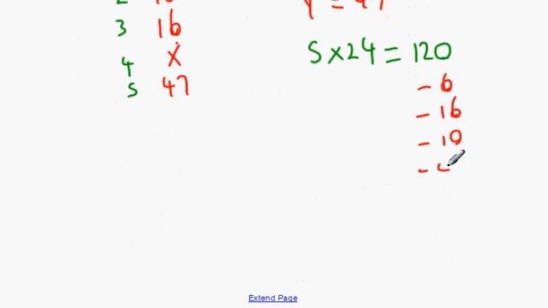What do you get when you take them all away? 41. So the parents are 41 and 47 respectively. Okay?